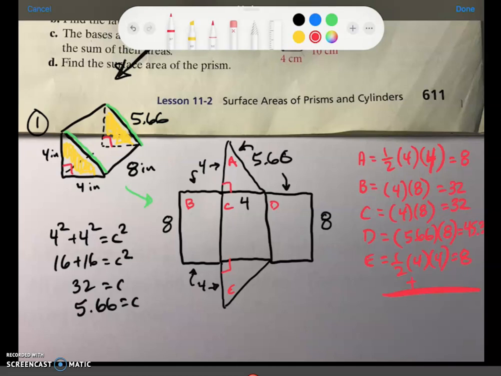And then to figure out the surface area, just add up all of these 5 parts here, and you will get a surface area of 125.3. This would be inches squared. We've got square inches here.